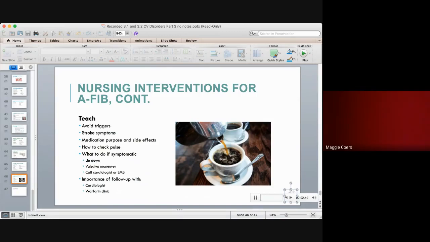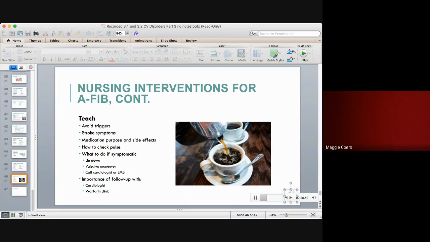And then, last slide, we want to teach the patient to avoid triggers that can cause atrial fibrillation, those triggers that we talked about already, like alcohol, smoking, and caffeine use. We want to teach about the signs and symptoms of a stroke, especially with that FAST acronym: face, arm, asymmetry, blurred speech, and then call 911.